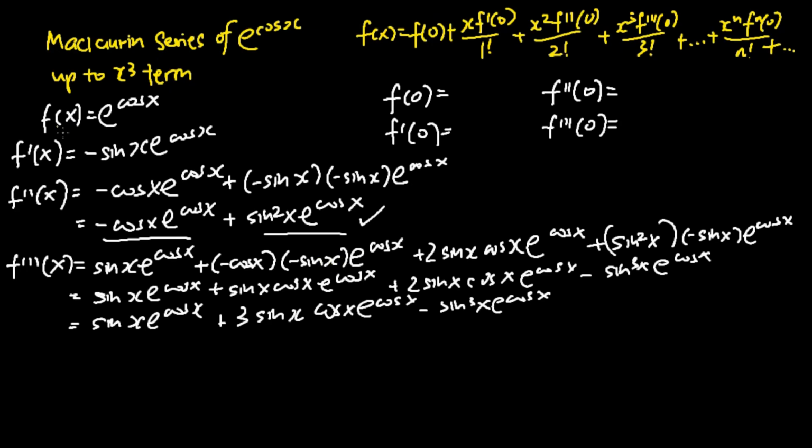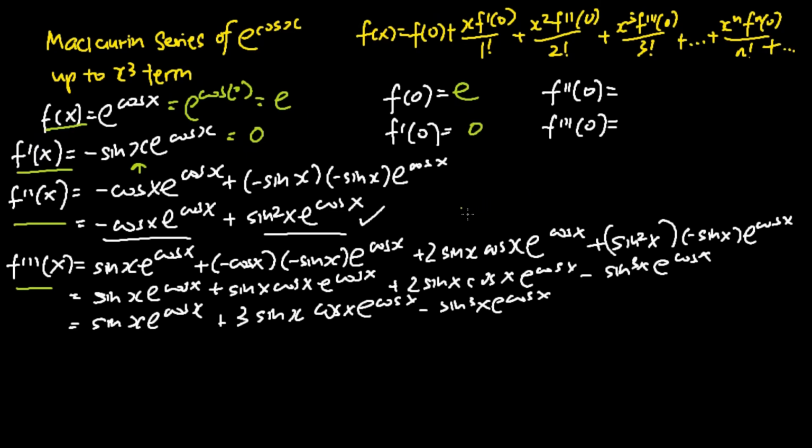We next substitute x equals to 0 into the following function fx, f prime x, f double prime x, and f triple prime x. We start with my fx substituting x equals to 0. We get just e to the power of cosine 0, basically just equals to e. So my f0 is e. How about f prime 0? When we substitute x equals to 0 into f prime x, basically just equals to 0 because my sine 0 is 0 and anything times 0 is basically just 0.